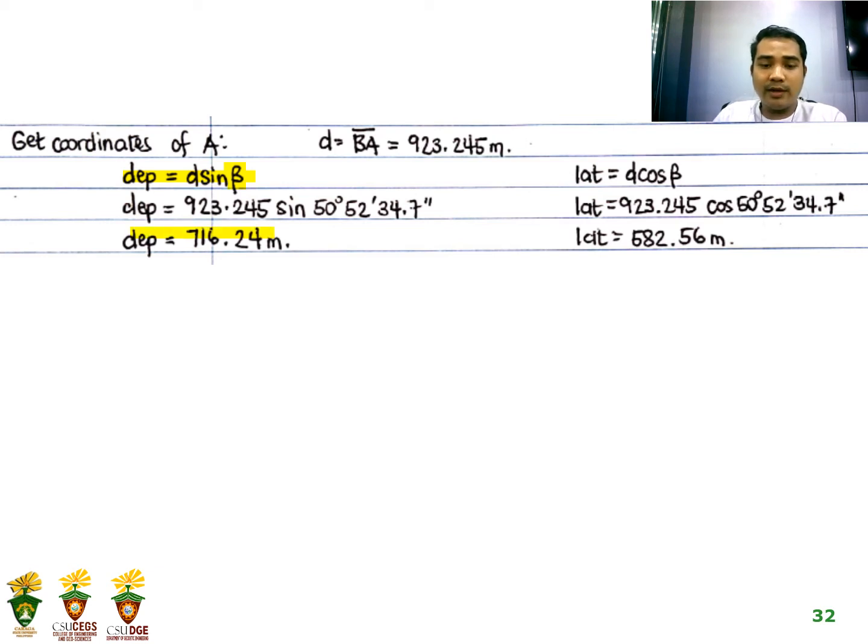And for latitude, we have this formula: latitude equals BA cosine beta. Substituting the values, latitude equals 923.245 cosine 50 degrees, 52 minutes, and 34.7 seconds, which results in a latitude of 582.56 meters. Alright, so the latitude and departure are positive, since the direction of the bearing is north and east.